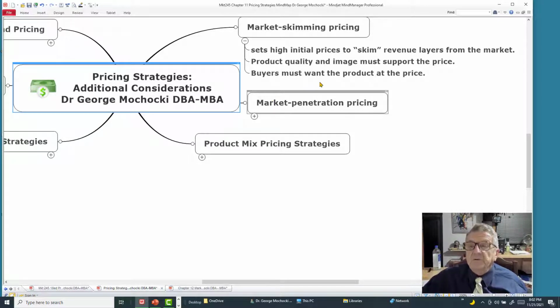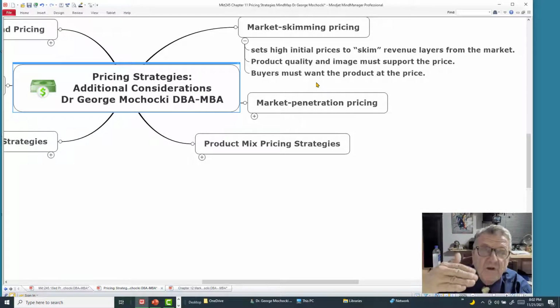Buyers must want the product at that price. There are different products. Remember, when you buy an introduction product, they have to know there's a step up, for them to go for the additional features of the product, or what they perceive as additional value.